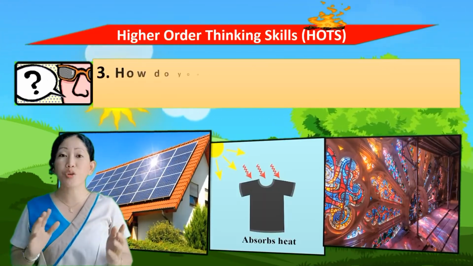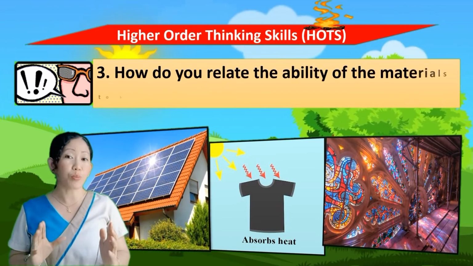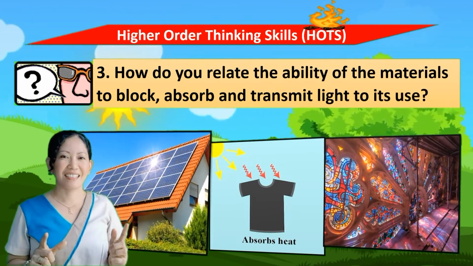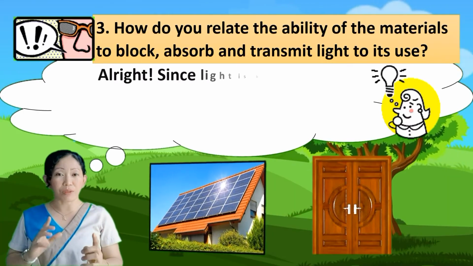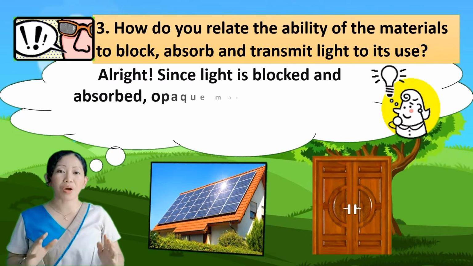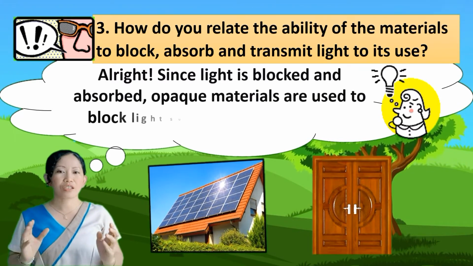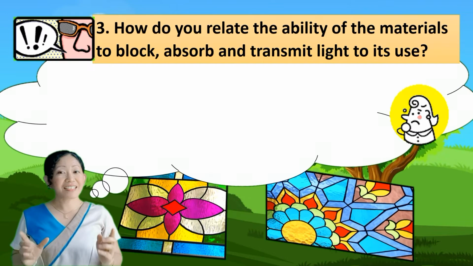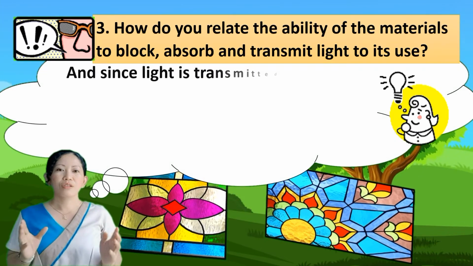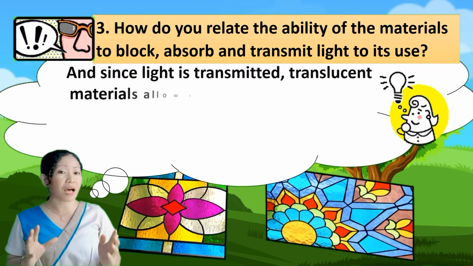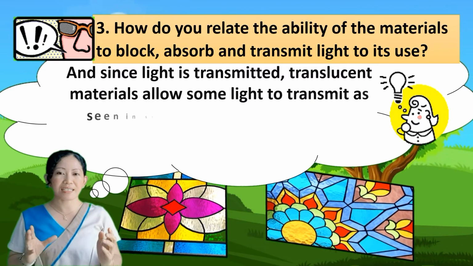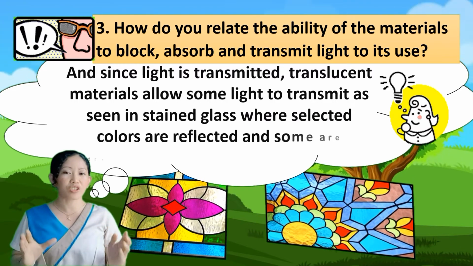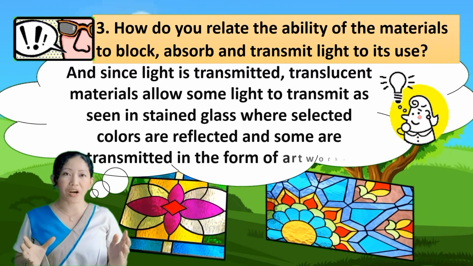Number 3, how do you relate the ability of the materials to block, absorb, and transmit light to its use? Alright, since light is blocked and absorbed, opaque materials are used to block light, such as roofs and wooden doors. And since light is transmitted, translucent materials allow some light to transmit, as seen in stained glass, where selected colors are reflected and some are transmitted in the form of artworks.